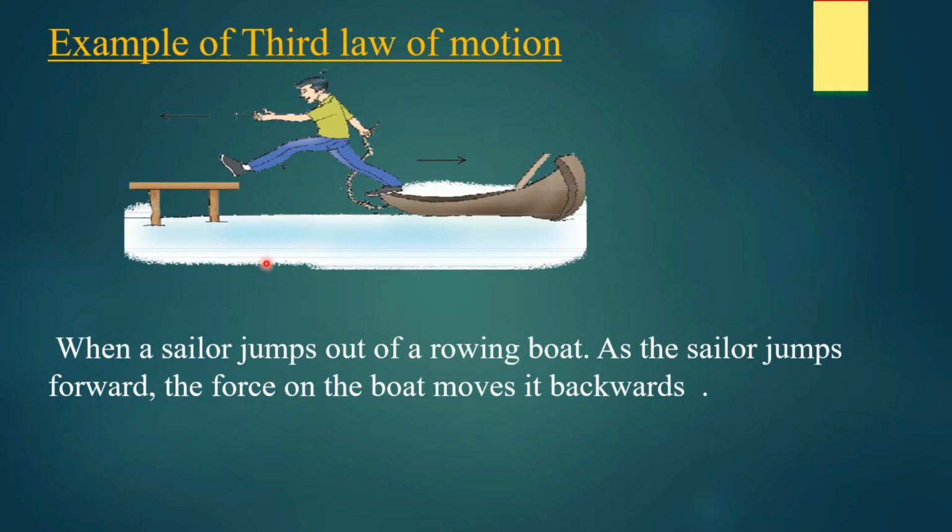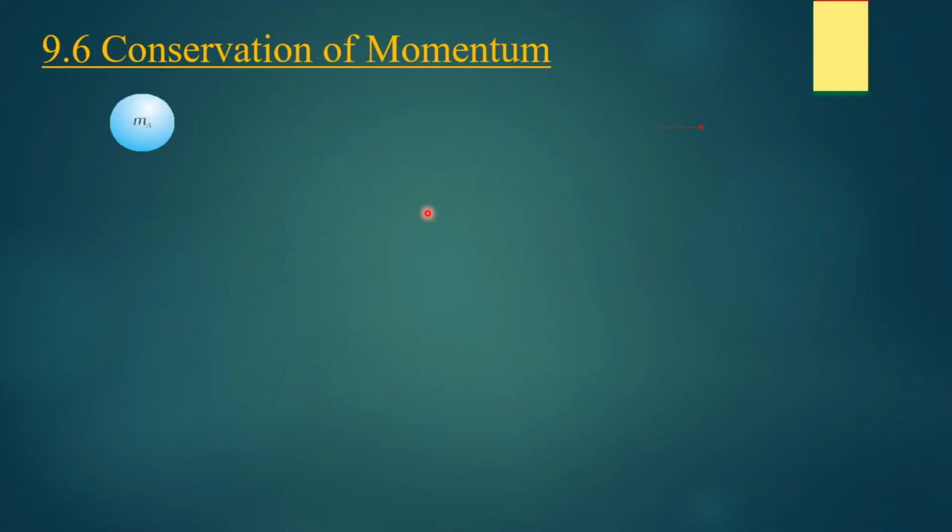Next example of the third law of motion. When a sailor jumps out of a rowing boat, as the sailor jumps forward, the force on the boat moves it backward. So the sailor is moving in the forward direction, and the force will be exerted on the boat and the boat will move in the backward direction. The sailor moving forward is the action force, the boat moving backward is the reaction force. Both will be equal and opposite.